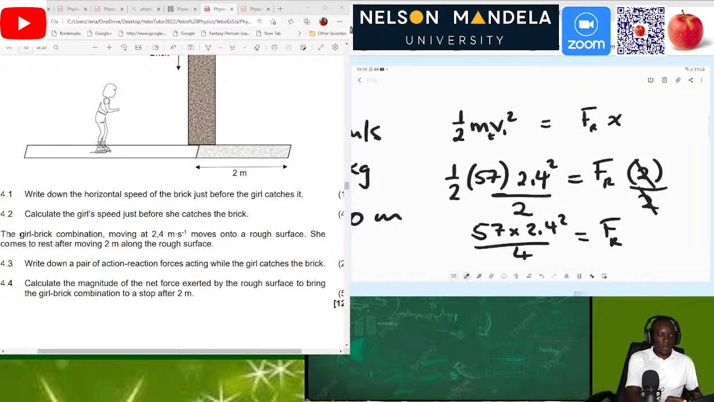v2 squared, the final velocity squared, equals the initial velocity squared plus 2ax. So if we make a the subject, we've got v2 squared minus v1 squared over 2s, or 2x. Okay, so don't worry about the letters, I'm just trying to use the letters that you are familiar with.